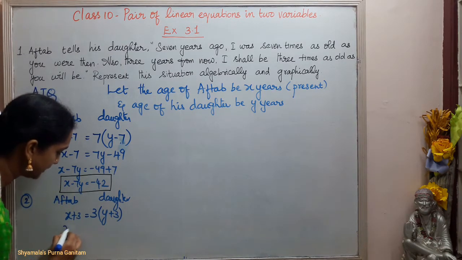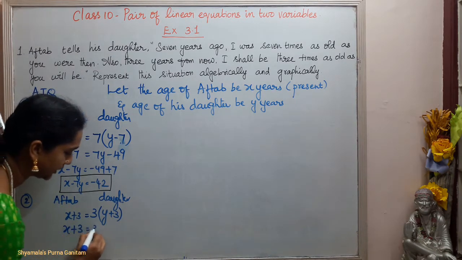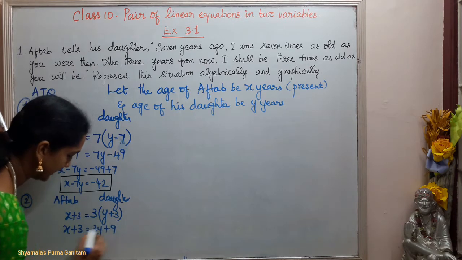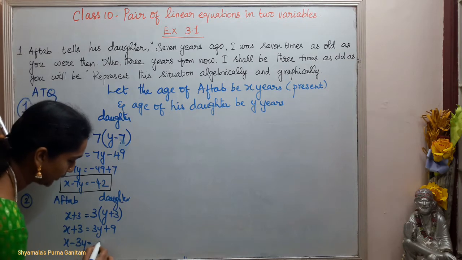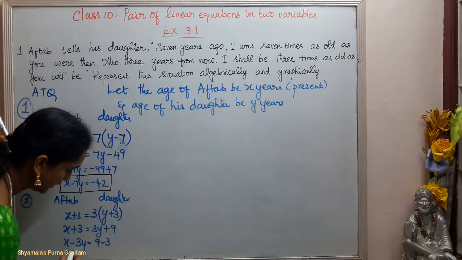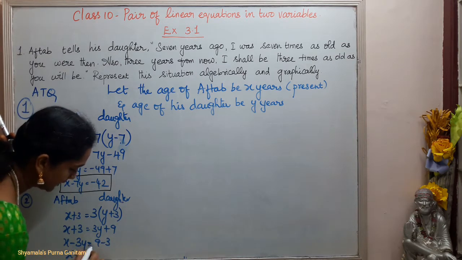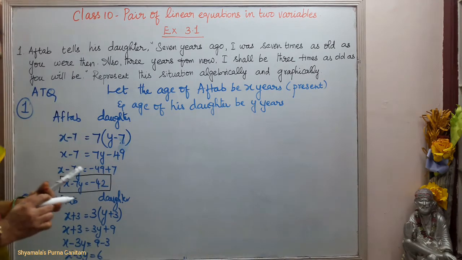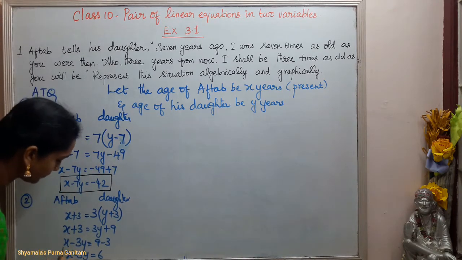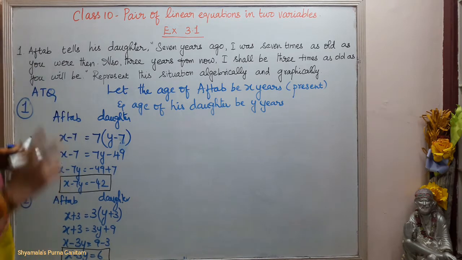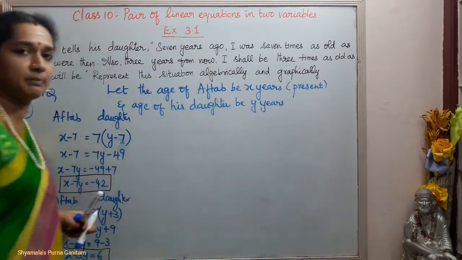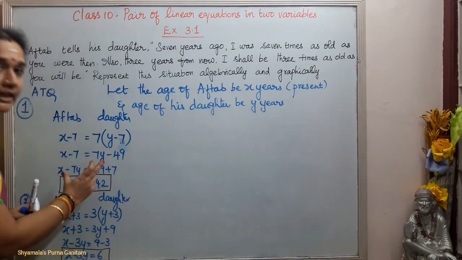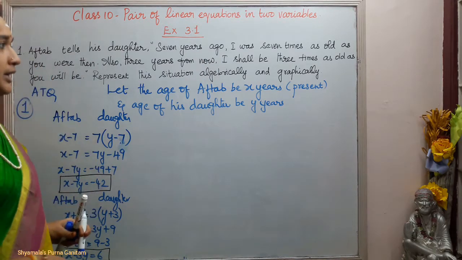So this one I will simplify now. X plus 3 is equal to 3Y plus 9. So X minus 3Y is equal to 9 minus 3. So X minus 3Y is equal to 6. So this is the second condition. We got two equations for this. They are asking you to represent this situation algebraically. So I have represented the given two situations algebraically.